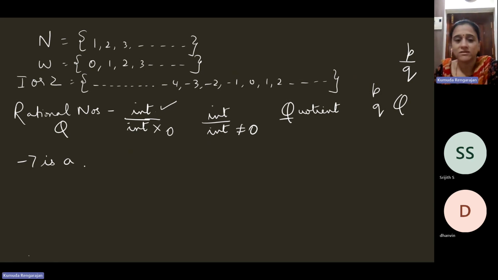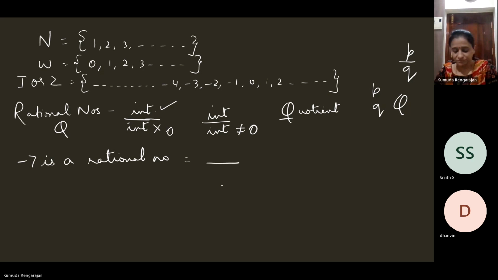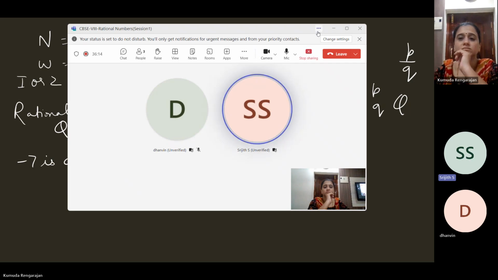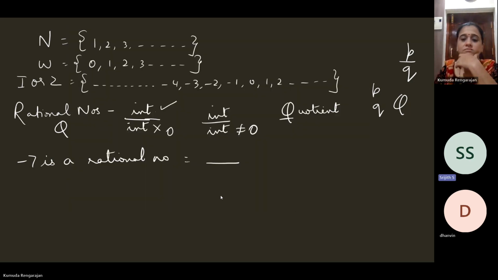-7 is a rational number. True or false? Srijit and Danvin? -7 is a rational number. True or false? I want the answer. False, ma'am.